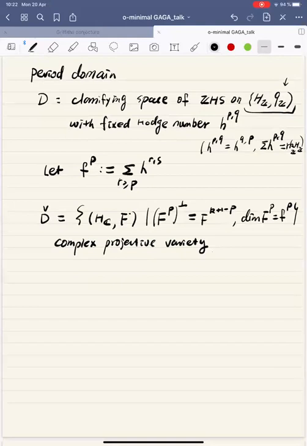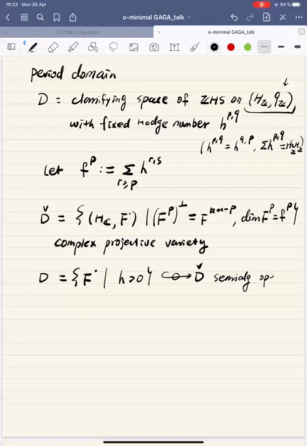And D is an open subset of this compact dual. D is just the filtrations such that the Hodge norm is greater than zero. So this is an open subset. This is also semi-algebraic, right? Semi-algebraic open. So this gives a complex structure on D.